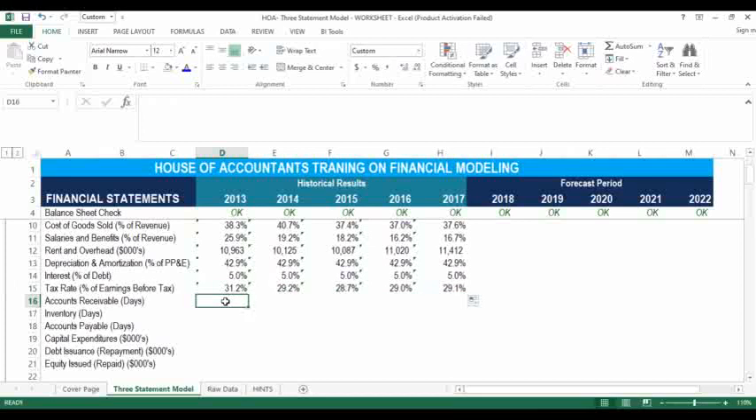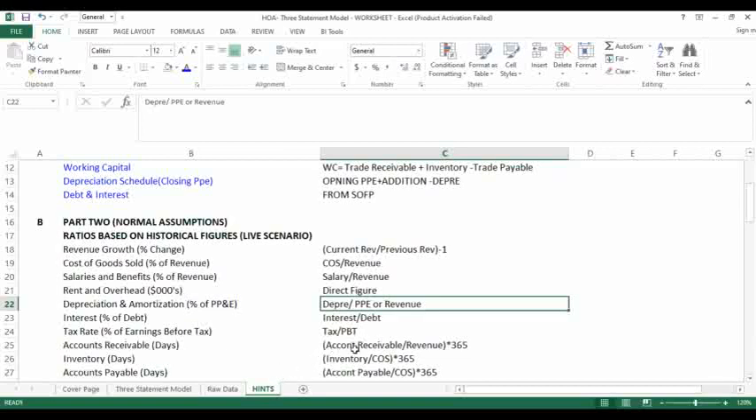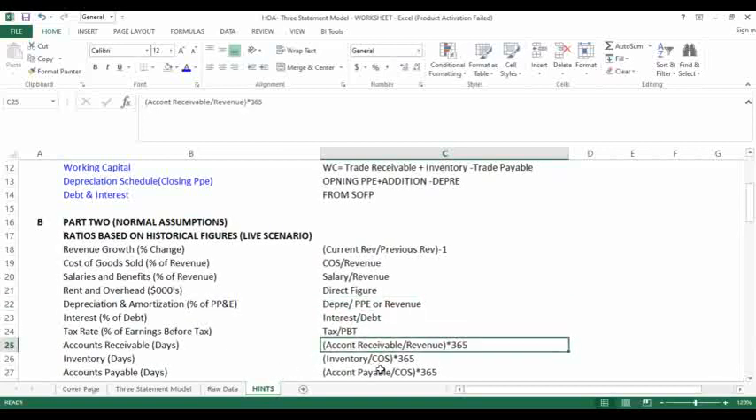Then account receivable days. Let's come back to the formulas. To calculate account receivable days, we are going to say account receivable over revenue multiplied by 365 days. So all these formulas, we must know it. Once we are through with this one, I'm going to give you another, that will be after tomorrow. When we are through tomorrow, I'm going to give you a fresh assumption, which you are going to build on your own, and you send it to me. We review it together.